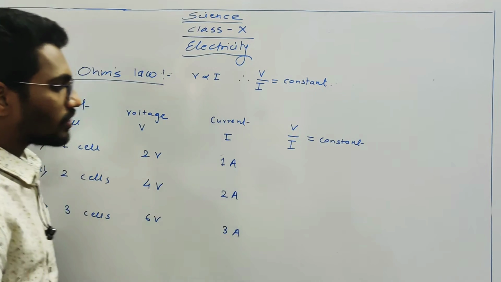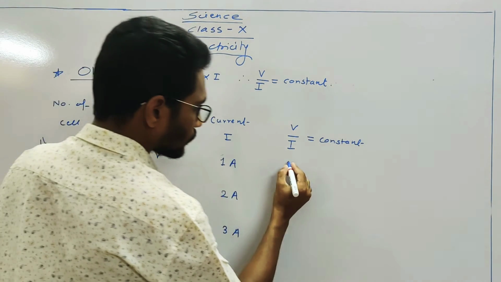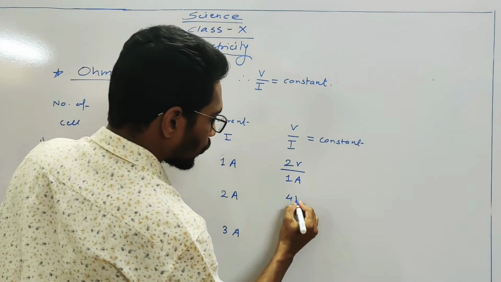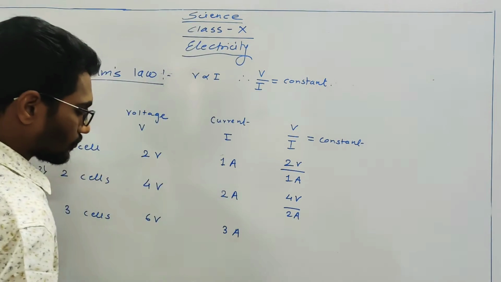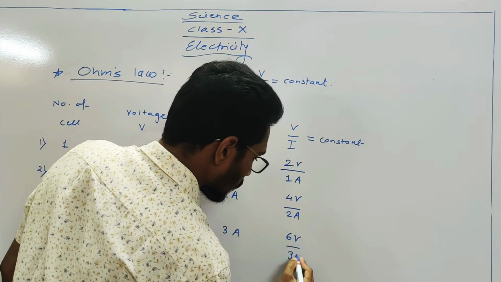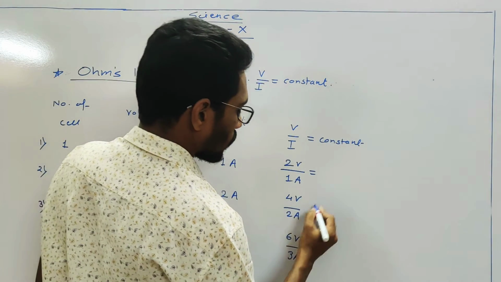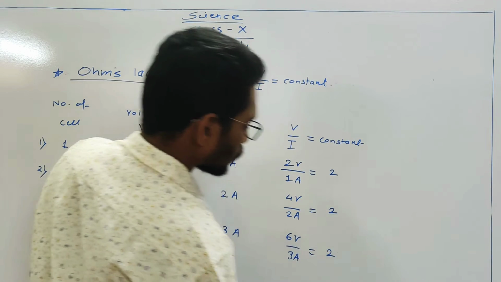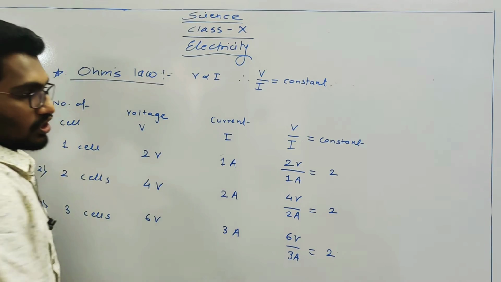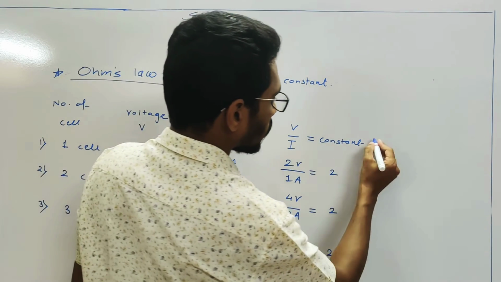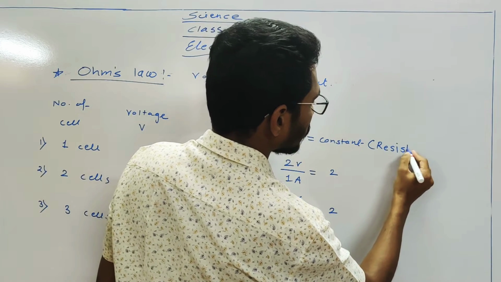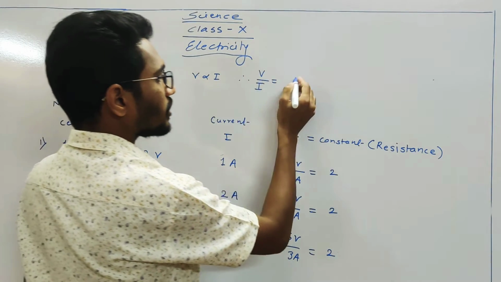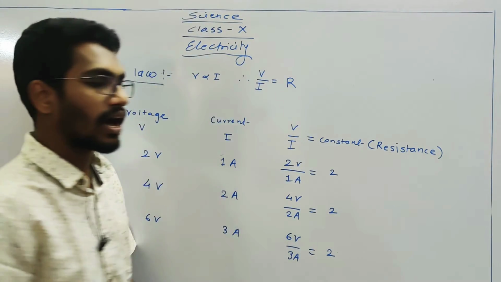Now take the ratio of them. 2 by 1: voltage is 2 volt, current is 1 ampere. 4 volt, 2 ampere, and 6 volt, 3 ampere. So your answer must be in each case 2, 2, 2. And what is that 2? This constant number 2 is called resistance. So we can say that V by I is always constant, and that is the R called resistance.